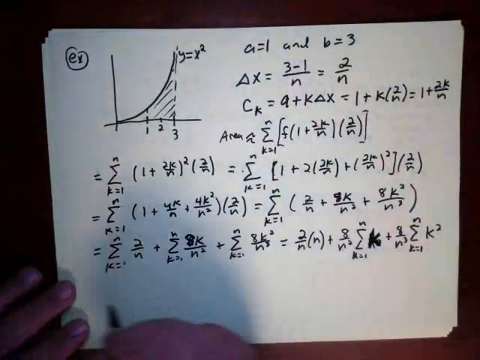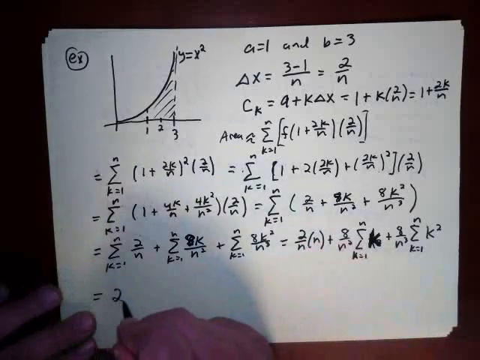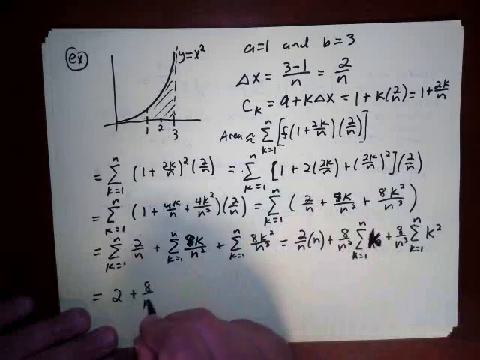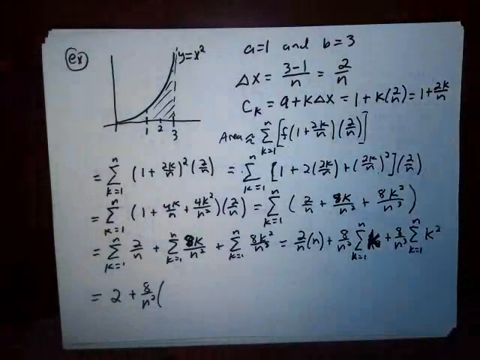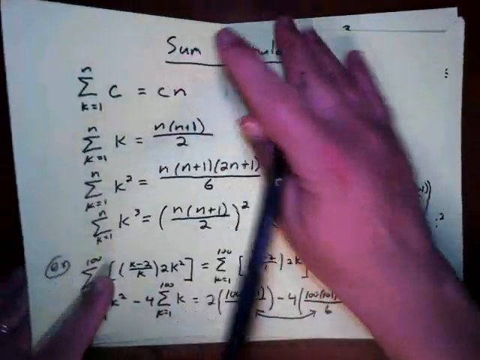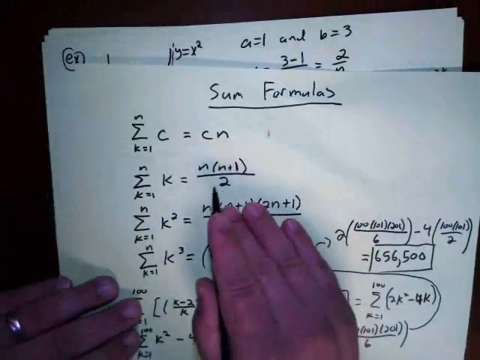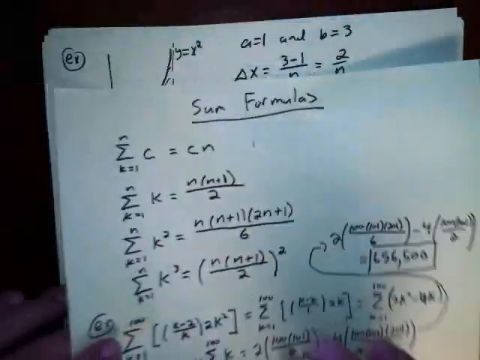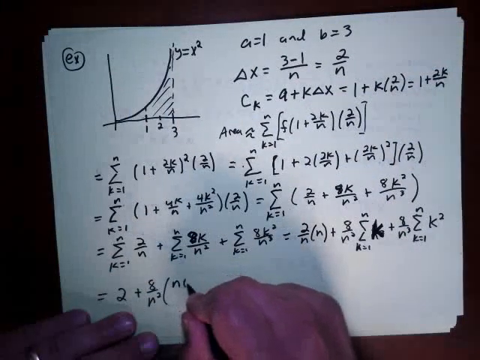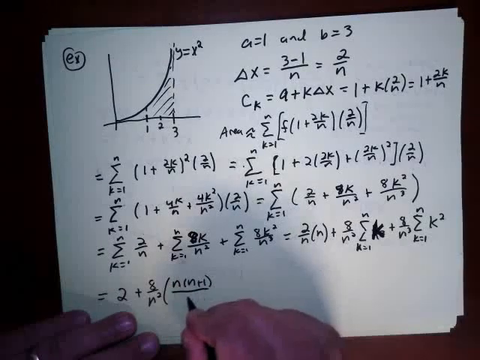So now what I can do here, this here is just going to give you 2, and then this here is going to be 8 over n squared, and then I'm going to plug in, let me bring those formulas back. I'm going to plug in this formula, because that's just the sum of k. So this would be n times n plus 1 over 2.